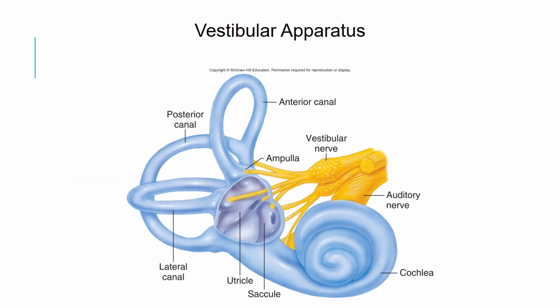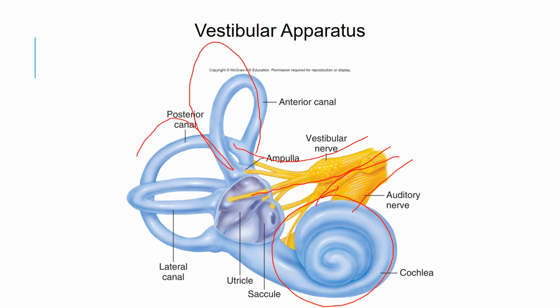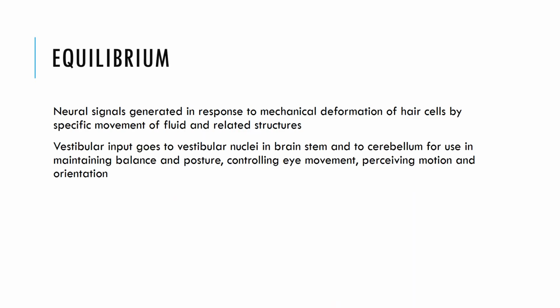So we look at the vestibular apparatus, again part of the inner ear. However, the cochlea was responsible for hearing, and this is where we have the auditory nerve synapsing, but now the vestibular nerve is going to synapse on these semicircular canals that we have here, which are found in three different planes, and also on the utricle and the saccule. So equilibrium is due to mechanical deformations of hair cells due to movements of fluid within the semicircular canals as well as within the utricle and saccule.